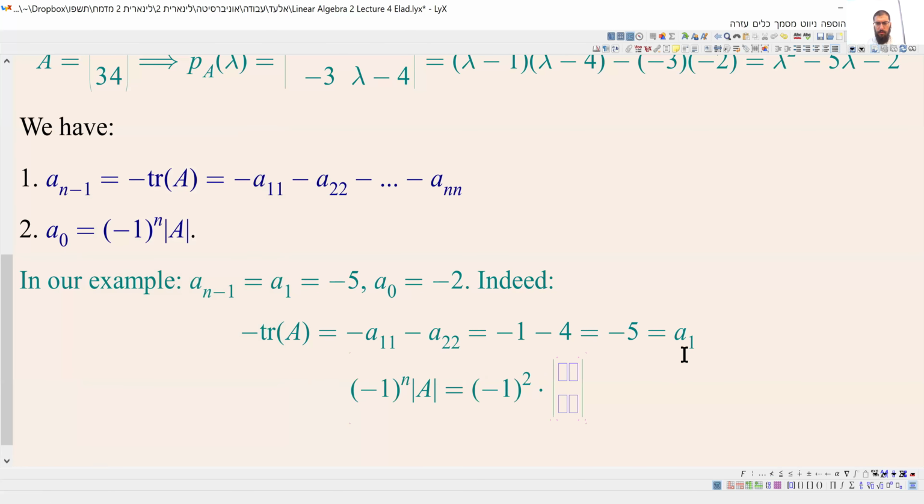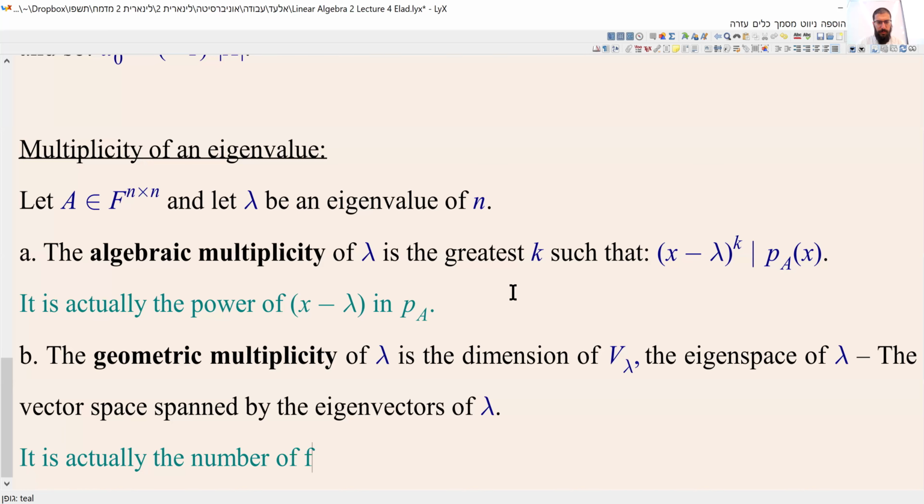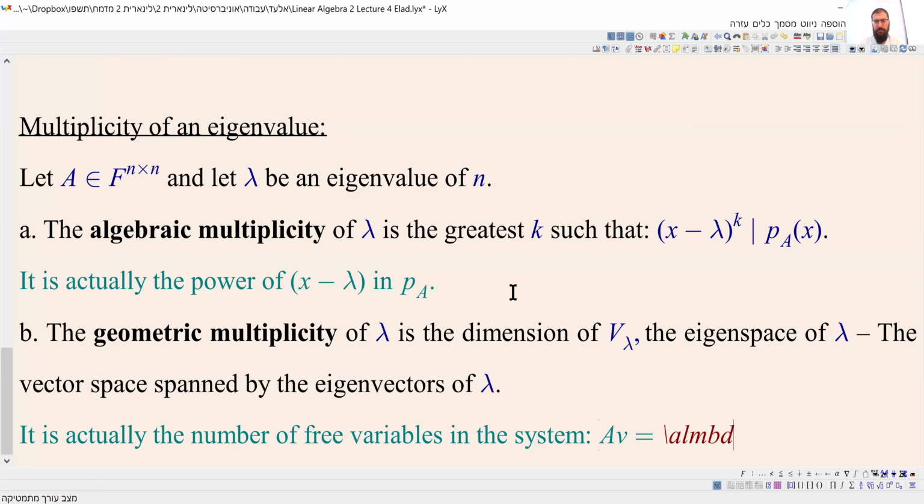What is actually the geometric multiplicity? It is the number of free variables in the system of equations that gives us the eigenvectors, Av equals lambda v.